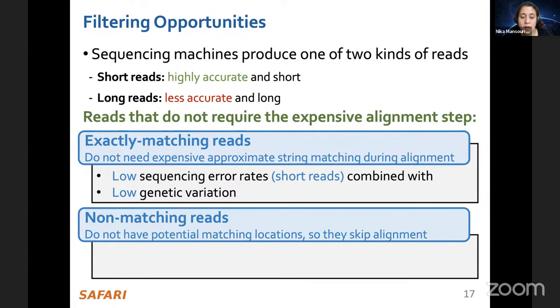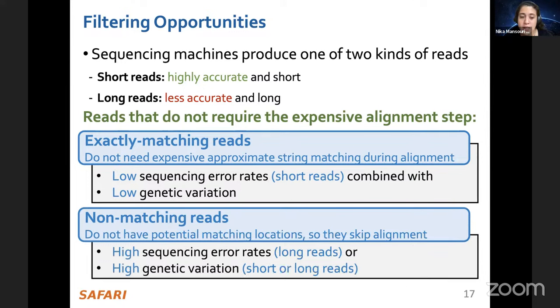Non-matching reads are another class of reads that do not require the expensive alignment step. The reason that we don't need alignment for them is that there are no potential matching locations for them after the second step of mapping that we discussed, so they can fully skip alignment. Examples of these reads happen with high sequencing error rates, long reads, or reads with high genetic variation, no matter short or long. Examples of high genetic variation are some bacterial or viral samples that have very high mutation rates.